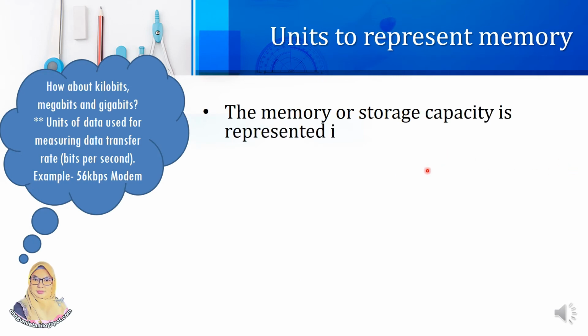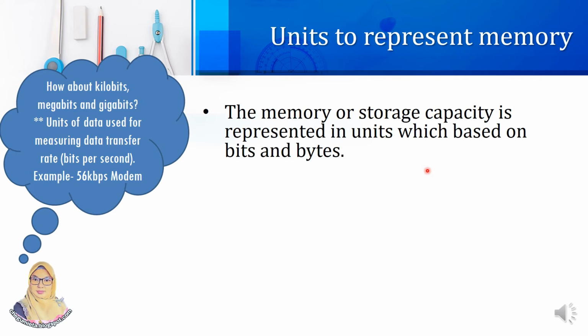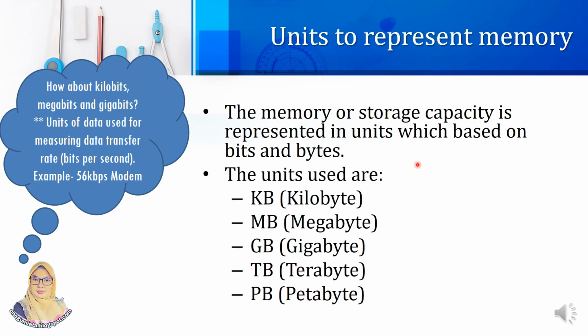So the memory or storage capacity is represented in units which are based on bits and bytes. Everything that we store in our computer or smartphone is represented in units based on bits and bytes. The units involved are kilobyte, megabyte, gigabyte, terabyte, and petabyte.